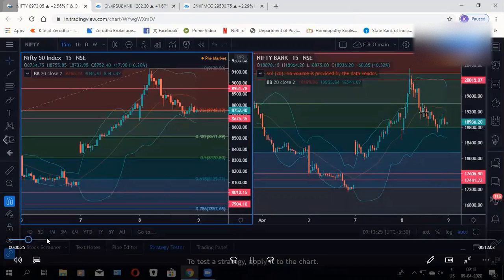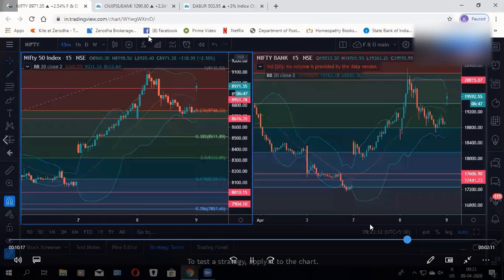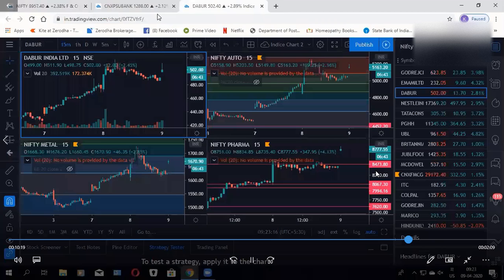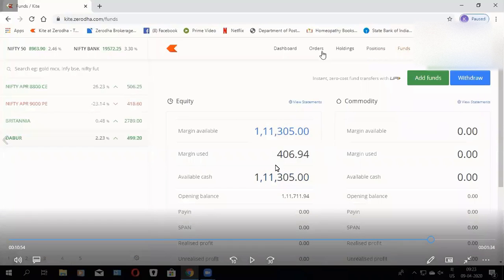Before I share the rest of the video, I want to pinpoint something. Check the funds used. That means out of this balance, out of whatever margin is available with me, I've used only 406 rupees to purchase 2 shares. Yeah, to be specific here, to sell 2 shares.